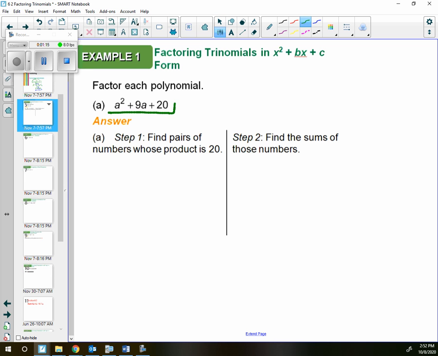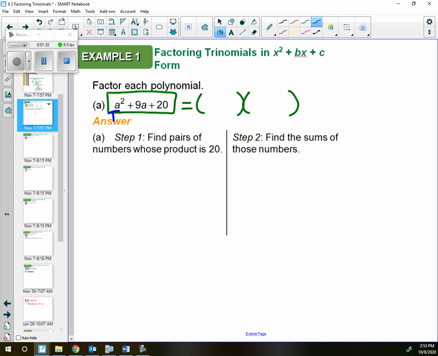So think of this as your answer. This is something that's already been multiplied out, a squared plus 9a plus 20. What you're shooting for is what two binomials can I multiply together to get that for an answer? So you're going backwards from FOIL. So we're trying to figure out what that distributive was.